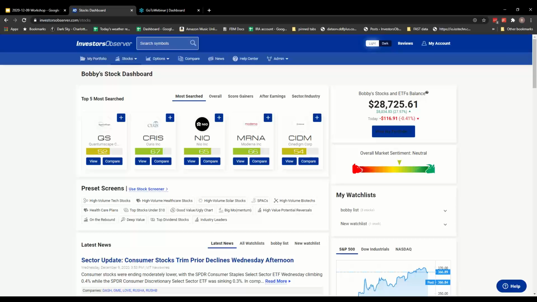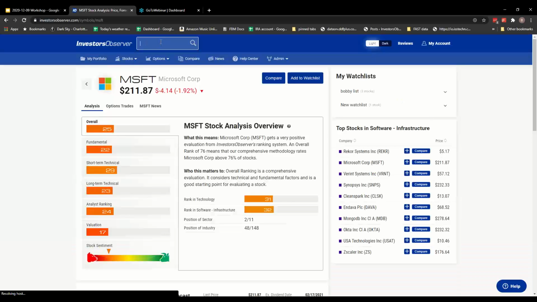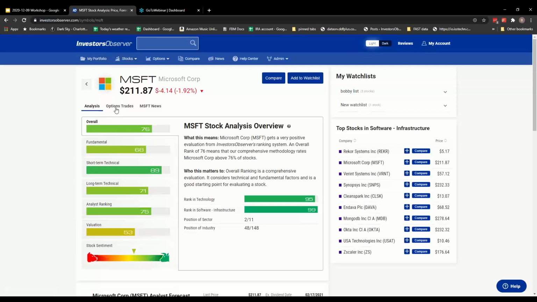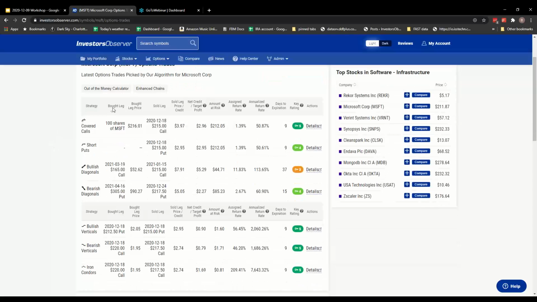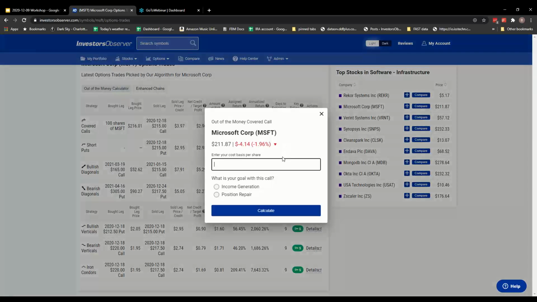All right, so let's see here. Rajiv said, how to find option trades that are safe for a particular stock. So if you have a particular stock, you can just go to the stock page and click this options tab, and there's our trades for that. Also, we have what we call our out of the money covered call calculator. So if you already own the stock, you can enter a cost basis and it'll help you find a position based on that for a covered call.